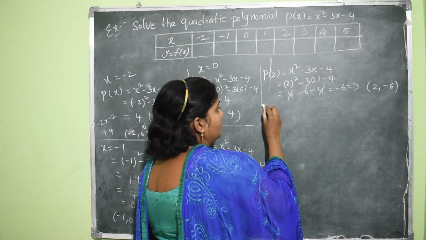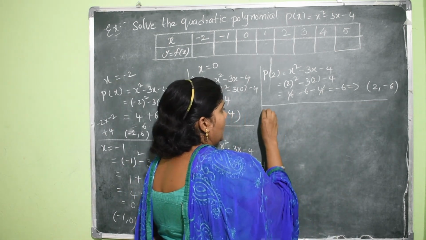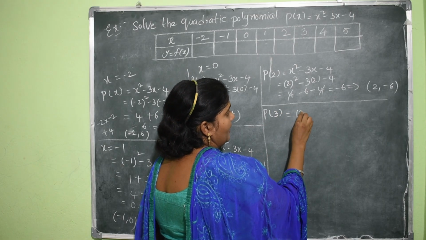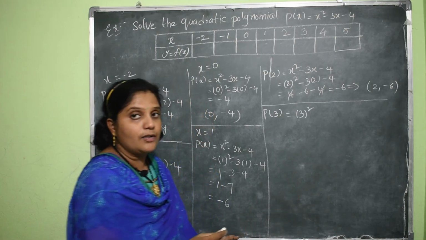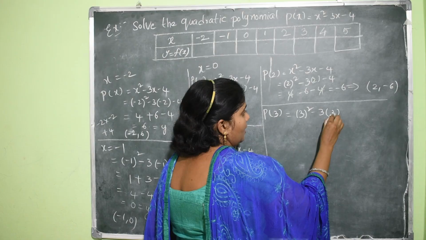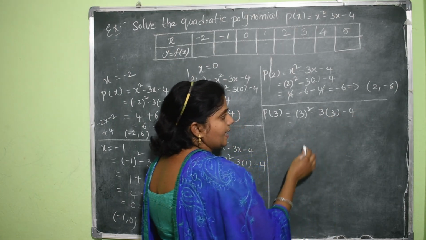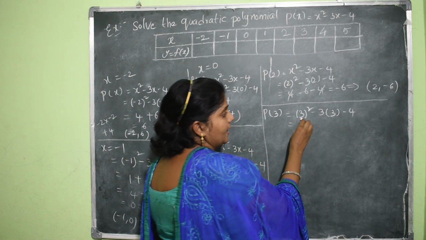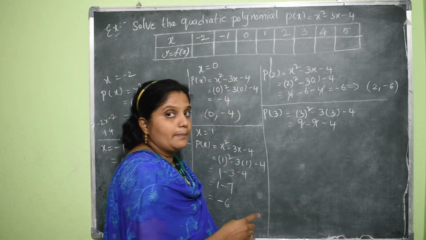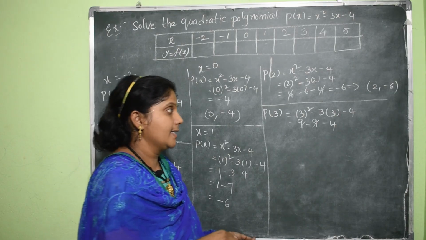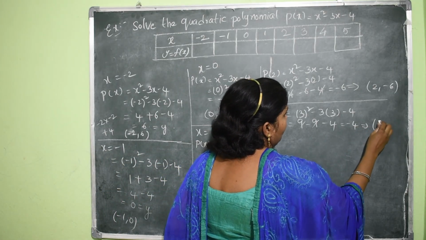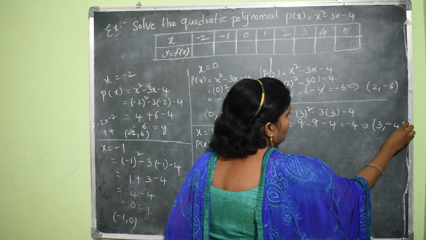Next p of 3 value. Again in the place of x I am keeping the value as 3. So 3 square minus 3 into 3 minus 4. 3 3s are 9, minus 3 3s are again 9, minus 4. So plus value and minus value get cancelled, that is minus 4. So for 3 the y coordinate is minus 4.